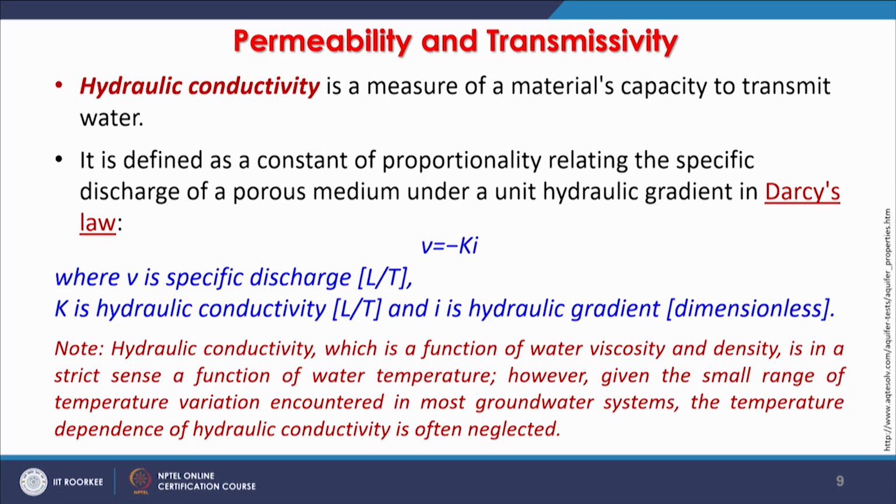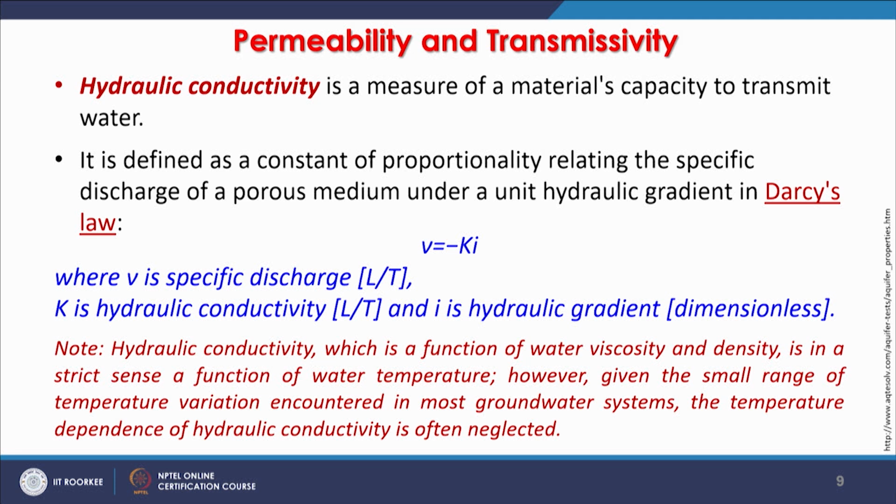Now, we have to bring in the viscosity and density, and we know that these values, especially the viscosity, will change with temperature also. Anyway, that will also come. So, water viscosity and density is, in a strict sense, a function of water temperature, as I just mentioned. However, given the small range of temperature variations, we have also discussed that the groundwater temperature does not vary as the surface water temperature varies.